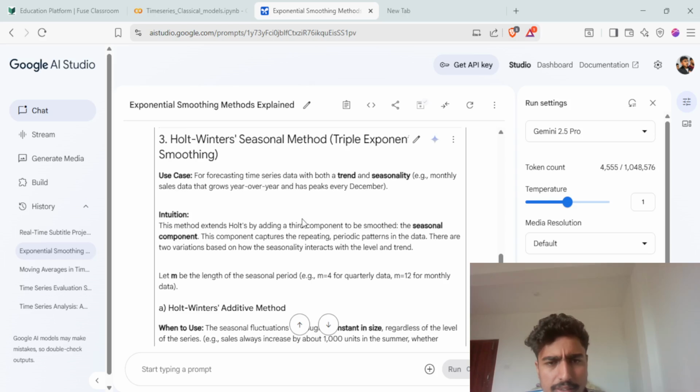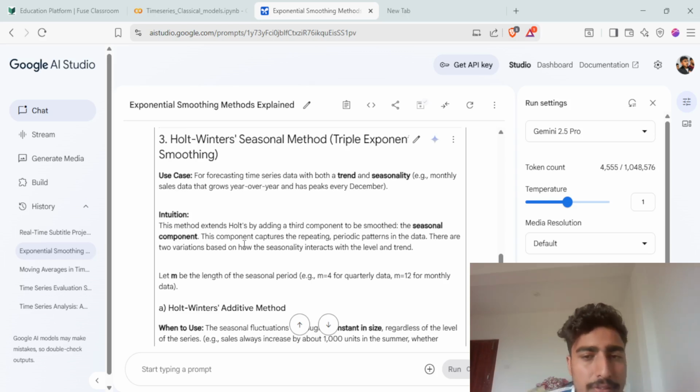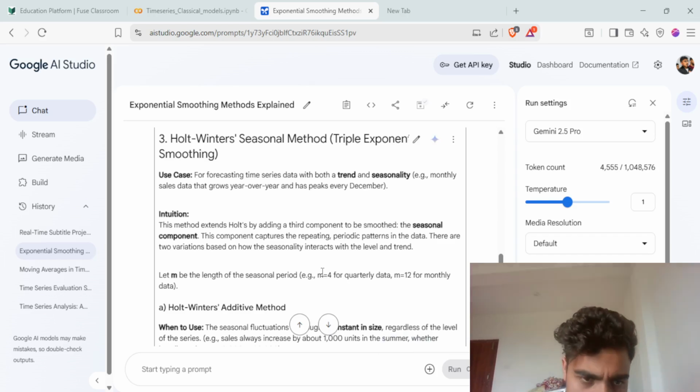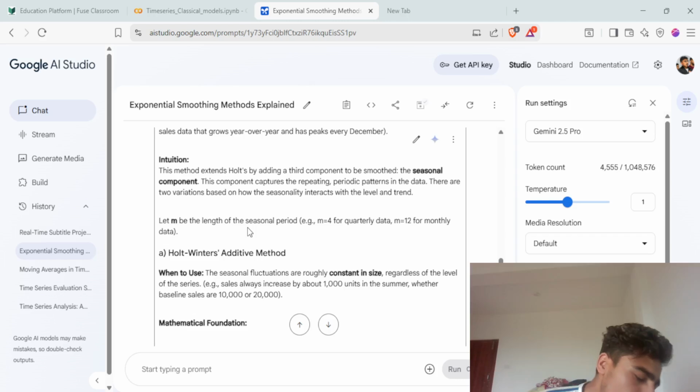The method adds a third component to be smoothed, the seasonal component. This component captures the repeating periodic patterns in the data. That's the definition of seasonality. There are two variations based on how the seasonality interacts with the level and the trend. Let m be the length of the seasonal period. For example, m equals 4 for quarterly data, 12 for monthly data. It represents how often the seasonality repeats in the time series.